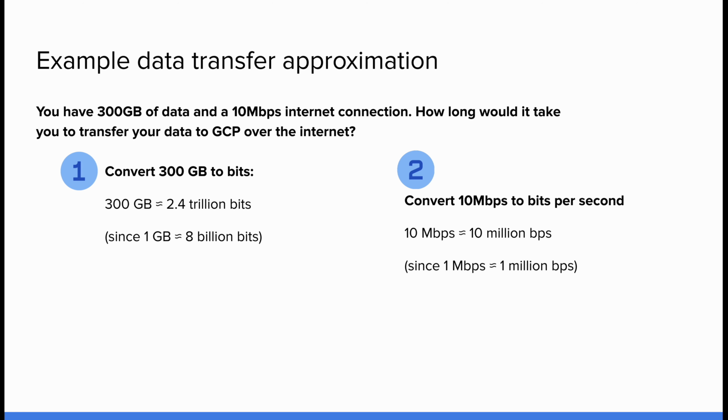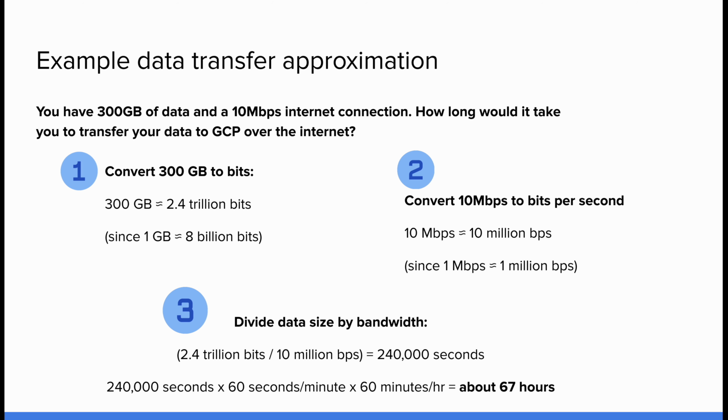Step 2, we convert the bandwidth to bits per second. Since 1 megabit per second is about 1 million bits per second, 10 megabits per second would be about 10 million bits per second. And then we get to divide them. And so 2.4 trillion bits divided by 10 million bits per second equals 240,000 seconds. And then you convert that to hours, and 240,000 seconds is around 67 hours.